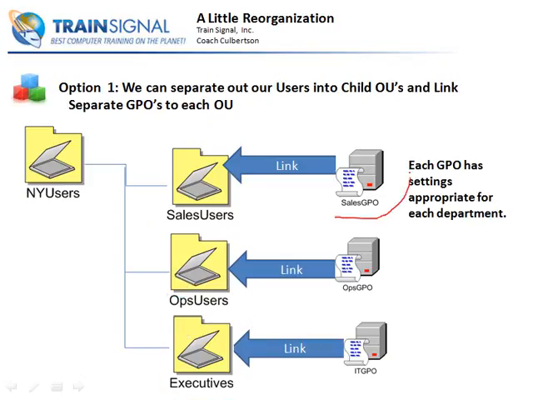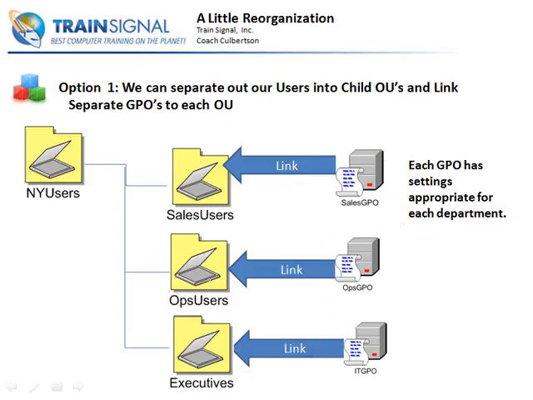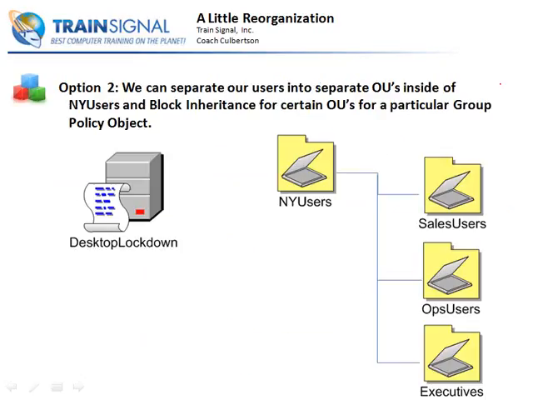Now, this is not a bad idea because we can create separate group policy objects for each individual organizational unit that is appropriate for each one of these particular departments. So there's a lot of advantages to breaking out our users into separate OUs. Now, this is not exactly the fastest fix, though, for our particular problem, because remember, Hank wants you to fix it fast. And creating separate OUs and creating separate GPOs, well, that's going to take a little bit of time, right? Let's talk about our second option.